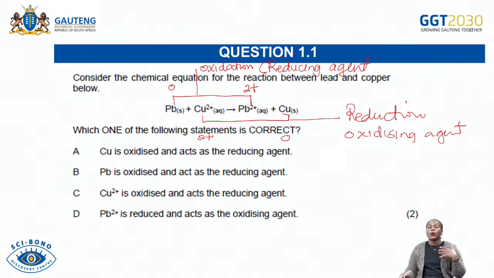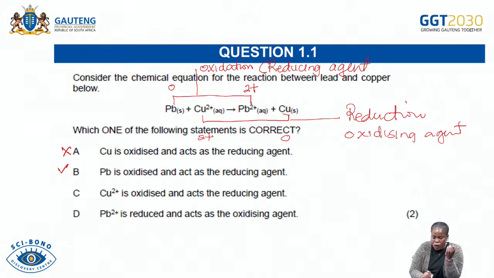Right. Now when we dive into the options, the possible correct answers, it says: which one of the following statements is correct? Copper is oxidized and acts as a reducing agent. Then you look at what you've done. Is copper oxidized? No. Definitely a no. Lead is oxidized and acts as a reducing agent. Yes.